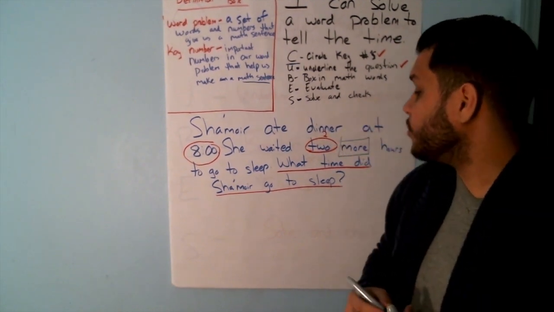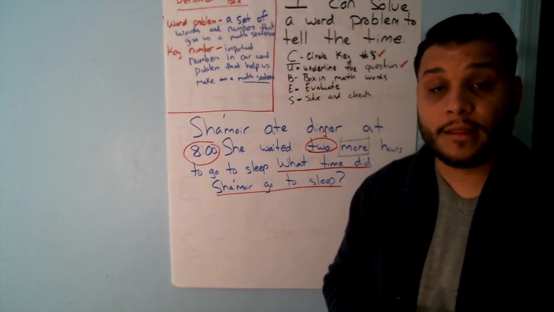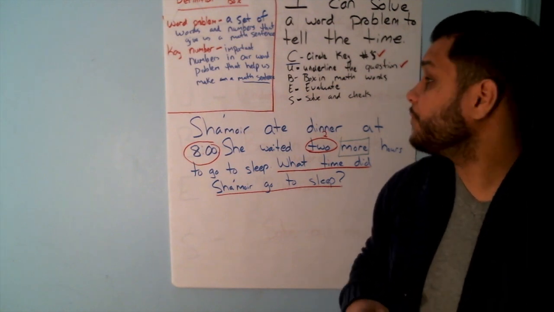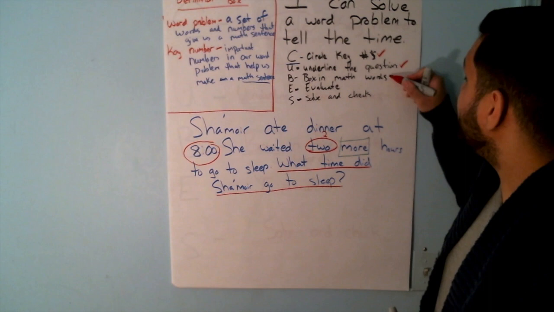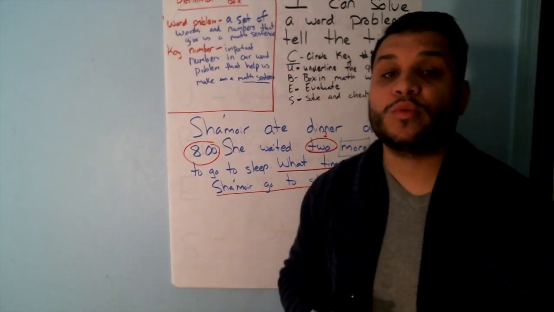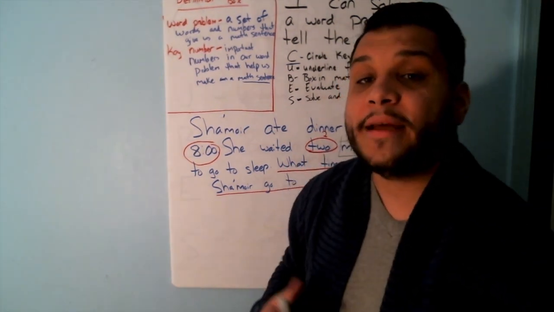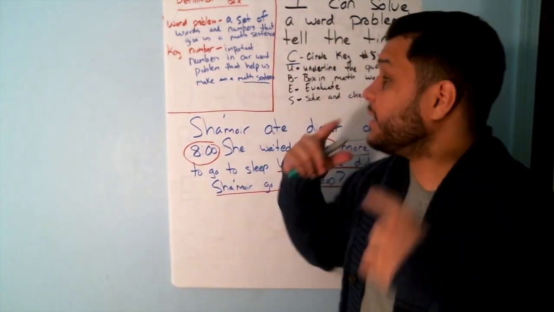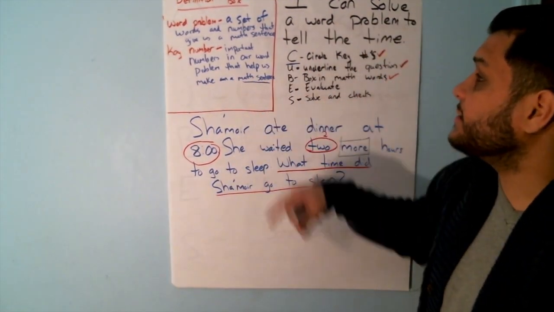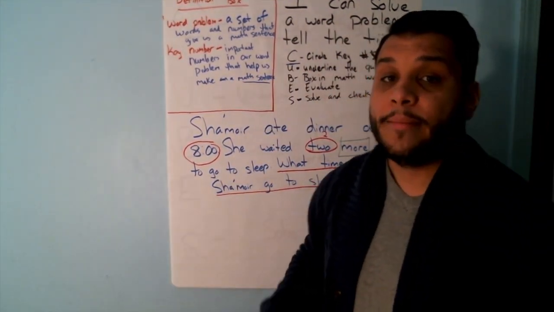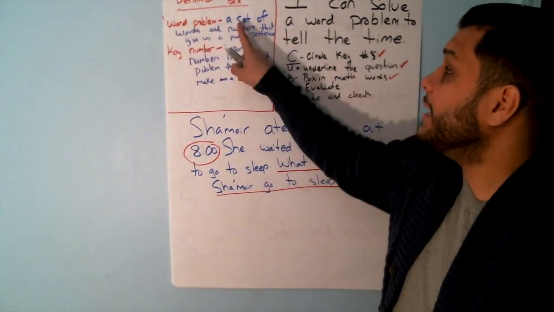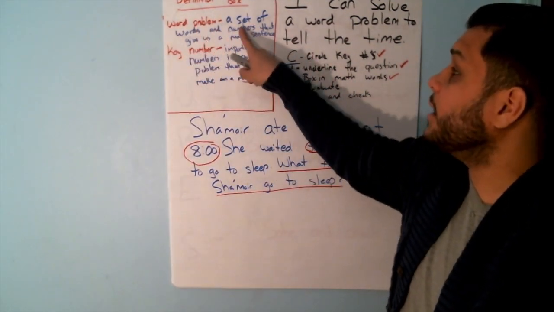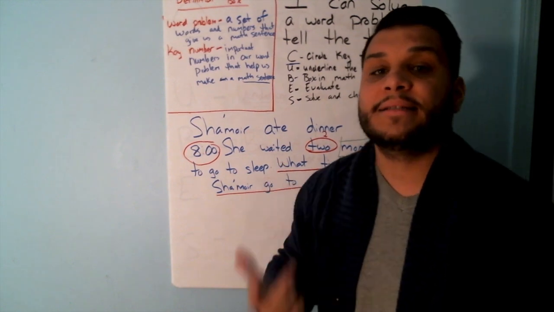What time did Shamor go to sleep? Any other math words there? No. We did our B as well. Now we are going to evaluate. When we evaluate, this is where we start to think of what my math sentence is going to look like. Because we said that a word problem is a set of words and numbers that give us a math sentence.